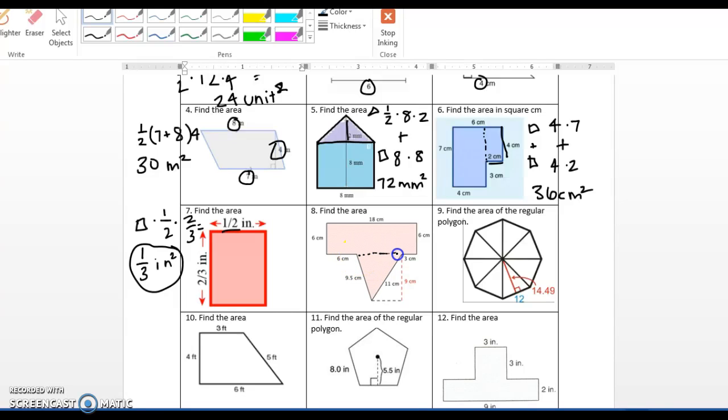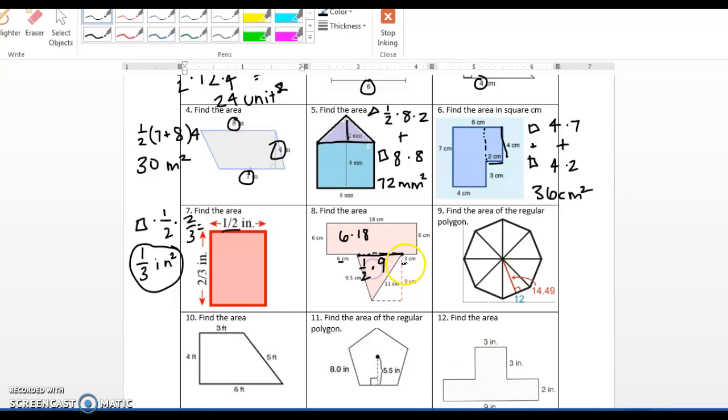I'm going to split this up into a rectangle. So this will be 6 times 18. And then a triangle, which is 1/2 the base from here to here. Since this is 6 and this is 3, the whole thing is 18. 18 minus 6 minus 3 is 9.